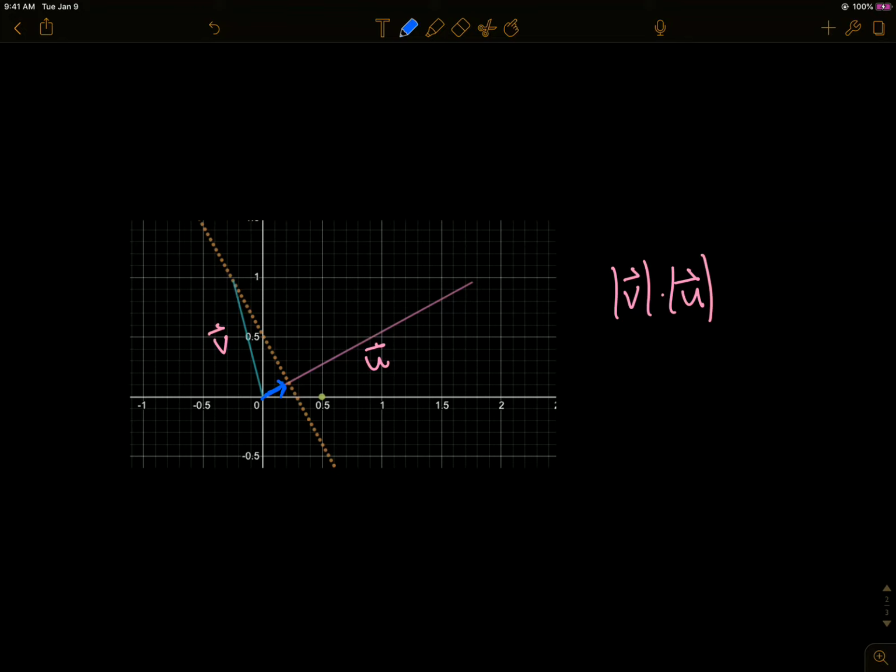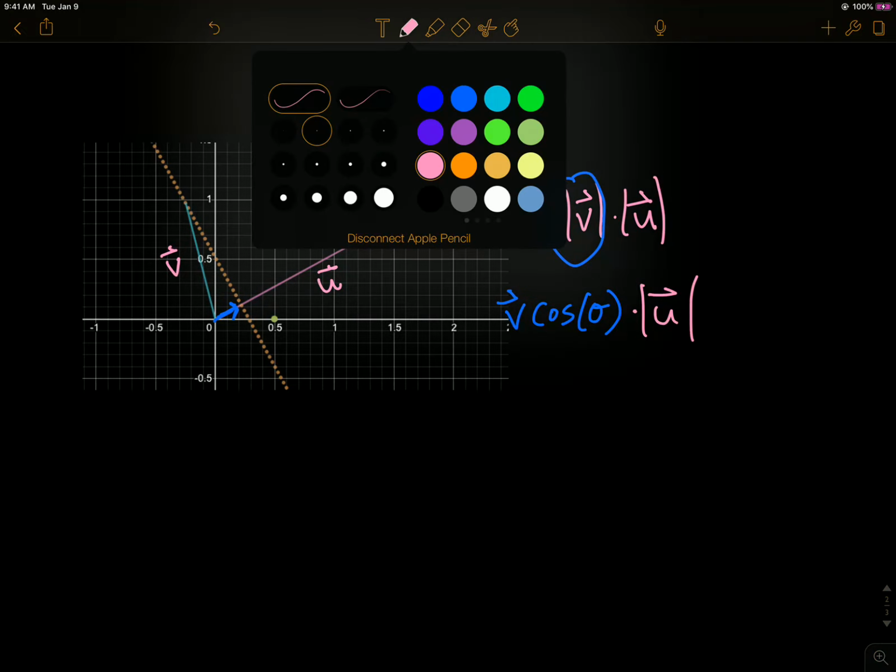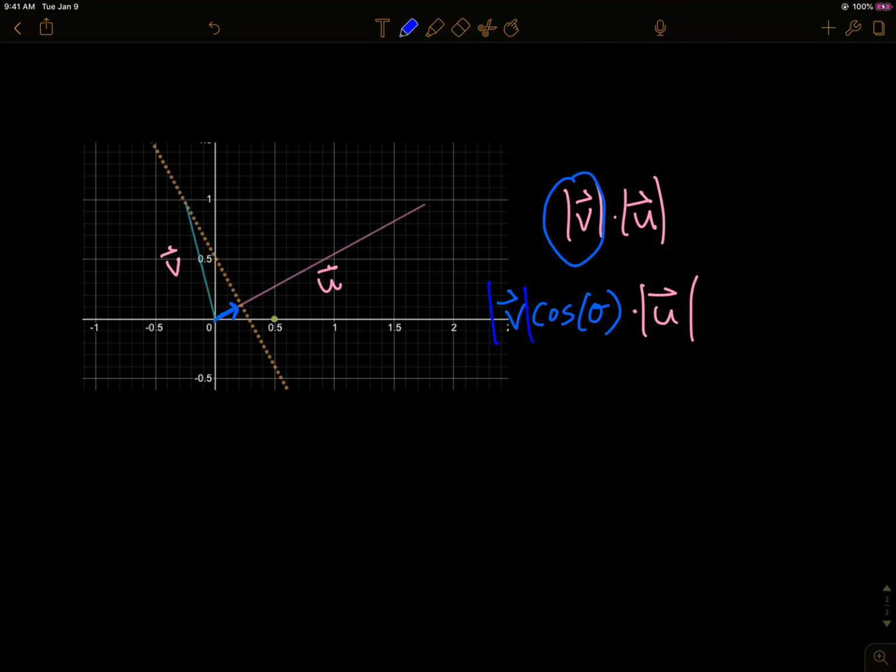So I'm not going to use the full v, I'm going to use the cosine of the angle between them times v. That times my u is going to be the dot product, because this part right here represents the blue part, just the component of the blue vector that's going in the u direction. So I'm going to say that's vector v in u's direction. That's what that blue thing means.